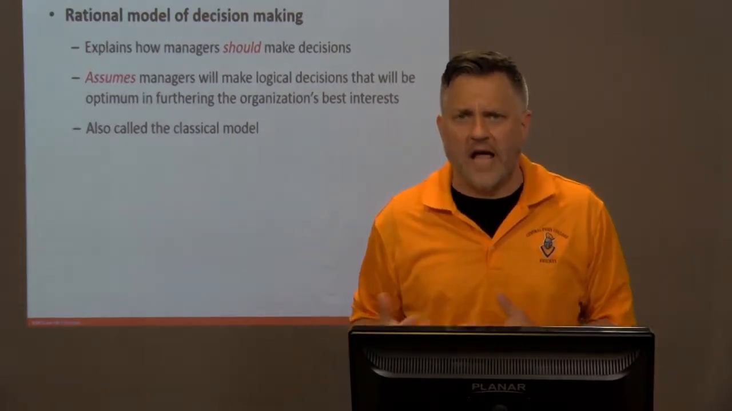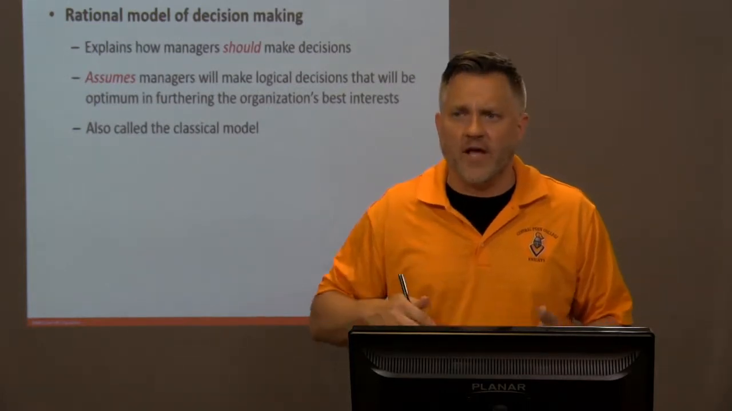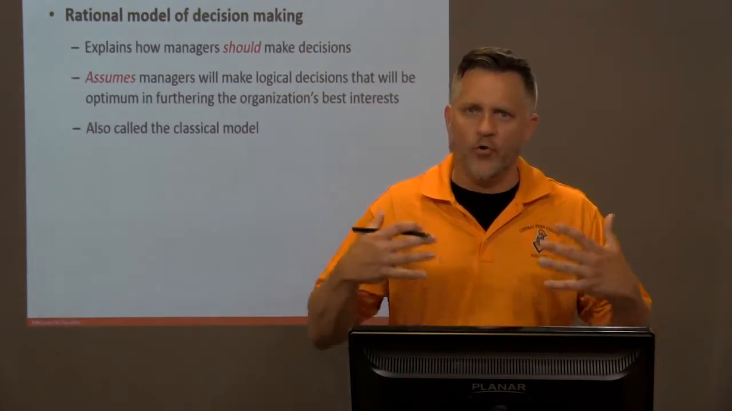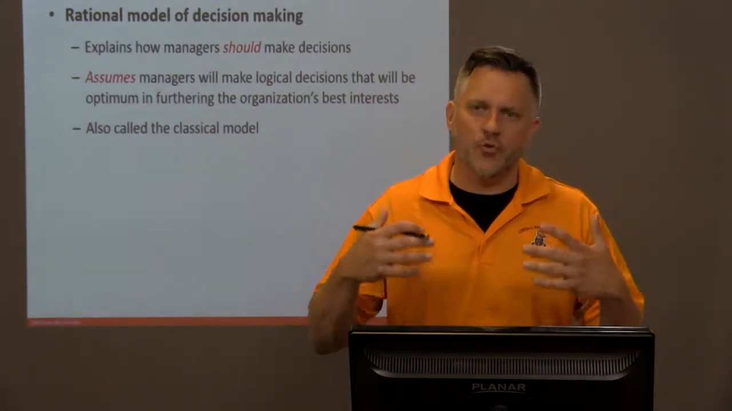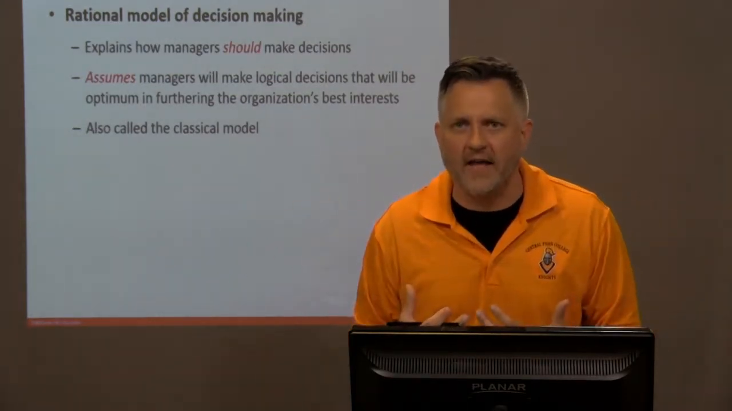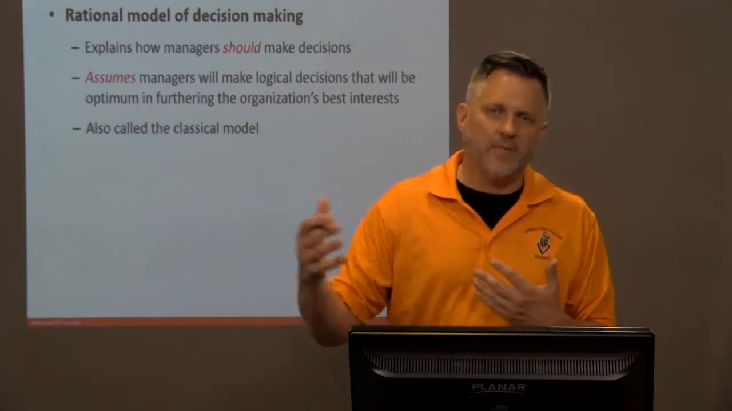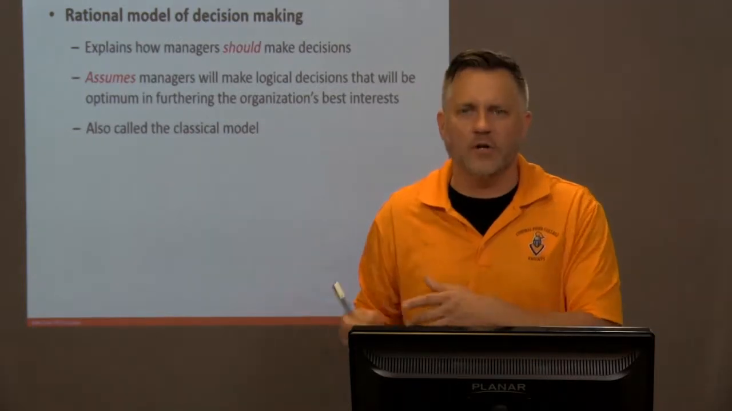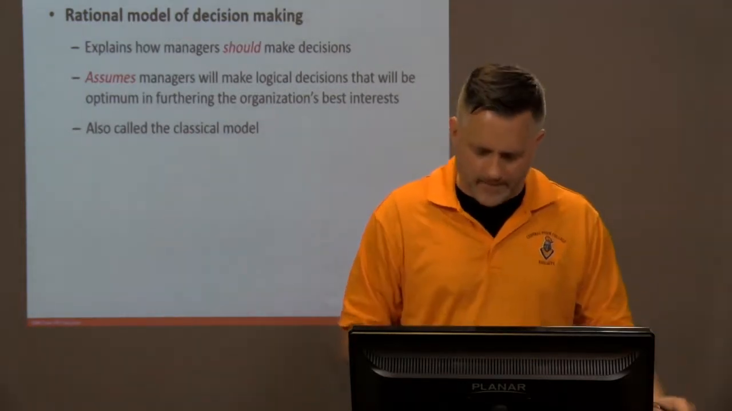And this is also called the classical model. So you may see something like, economists will call it the economic man. The economic man is the one who makes the best decisions to get the most value that he can for his or the shareholder's best long-term interest. That's the economic man, or it's also called the classical model.